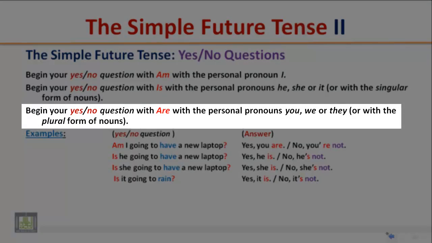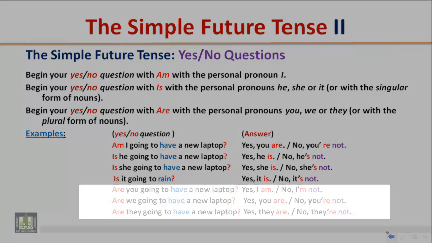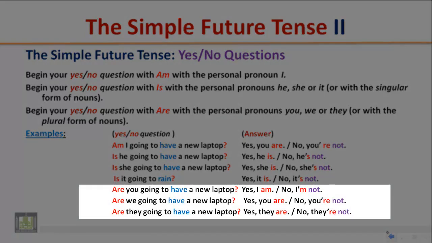Begin your yes-no question with are with the personal pronouns you, we, or they, or with the plural form of nouns. Examples: Are you going to have a new laptop? Yes, I am, or no, I'm not. Are we going to have a new laptop? Yes, you are, or no, you are not. Are they going to have a new laptop? Yes, they are, or no, they are not.